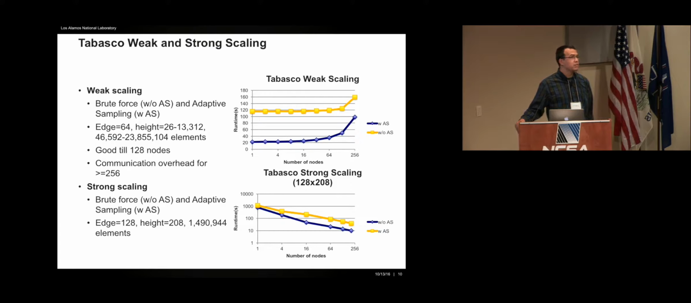We have a range of data. This was just a single sample we selected. With our brute force approach and adaptive sampling, weak scaling, we got out to on the order of 128 nodes with no problems. And at 256, we had to fine tune our problem a lot more. And on strong scaling runs, everything worked pretty well, not amazingly well, but pretty well.